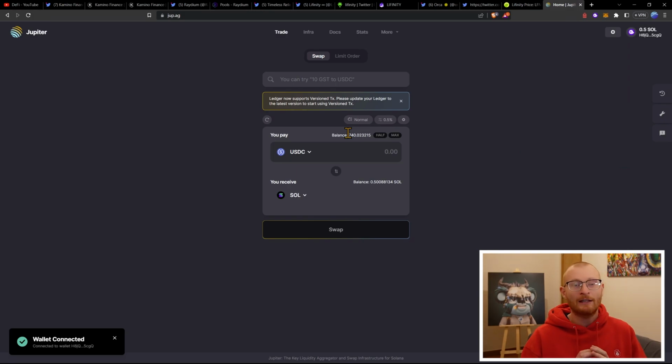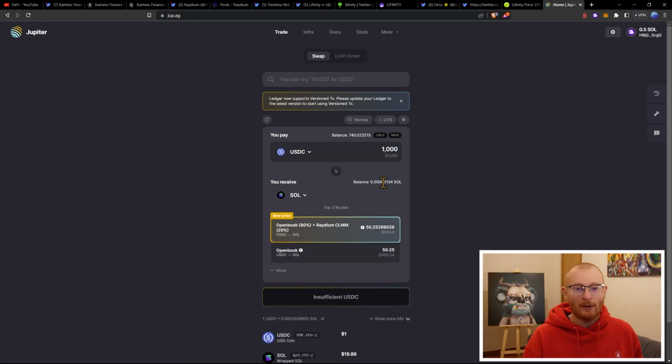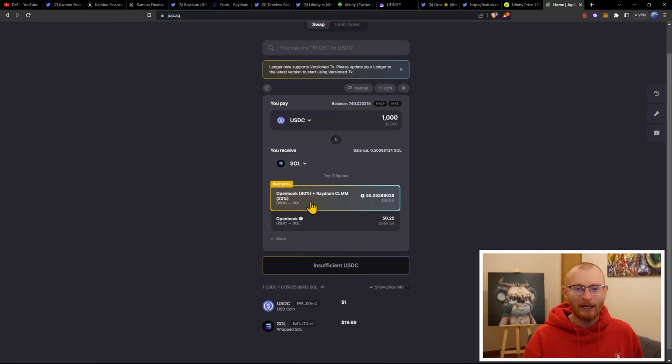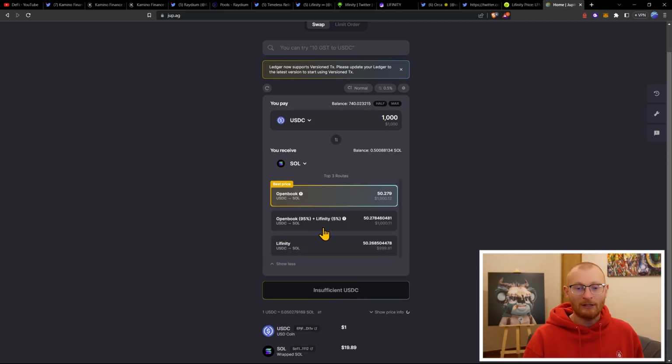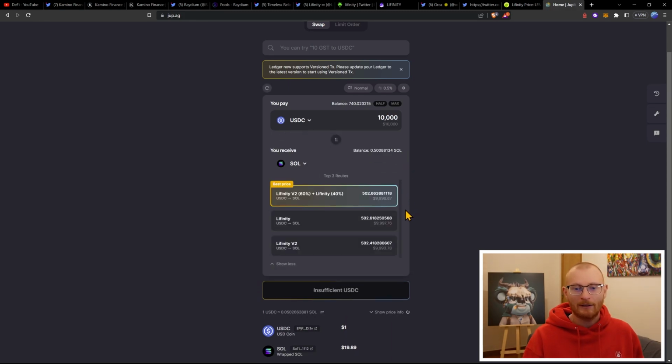So this is an aggregator. It goes and grabs all the best prices from everywhere, and I'll show you a good example. Let's say we had $1,000 and we wanted to transfer it to Solana. We can see the best rate would be from OpenBook and a little bit from Raydium, concentrated liquidity market maker. And you can see moving down, it would be from Lifinity. If we change this to 10,000, we'll see who has the best. So now we're looking at 10,000 turning into $9,998.